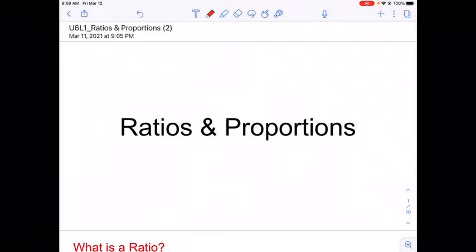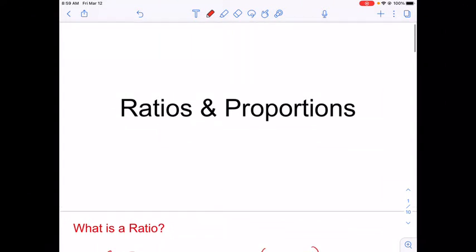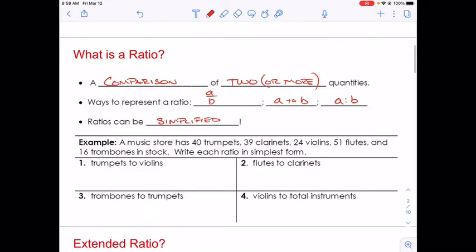In this lesson, we're looking at ratios and proportions. So what is a ratio? Well, a ratio is a comparison of two or more quantities, commonly known as a fraction. A fraction is a ratio. It compares the top part to the bottom part.